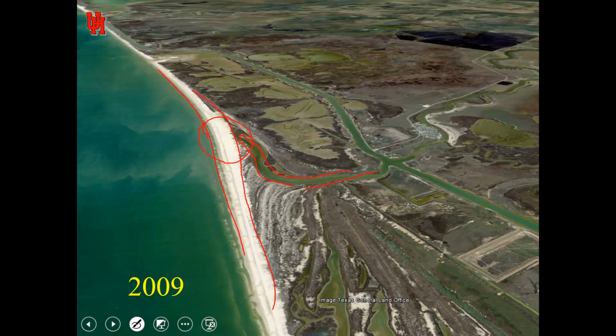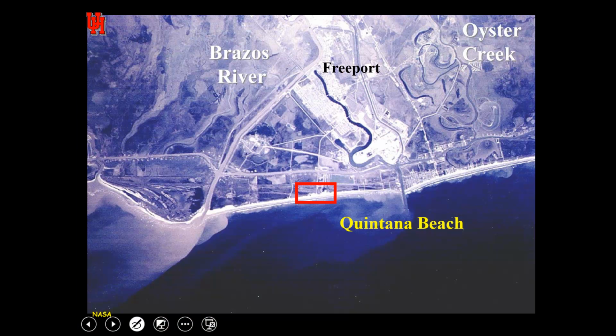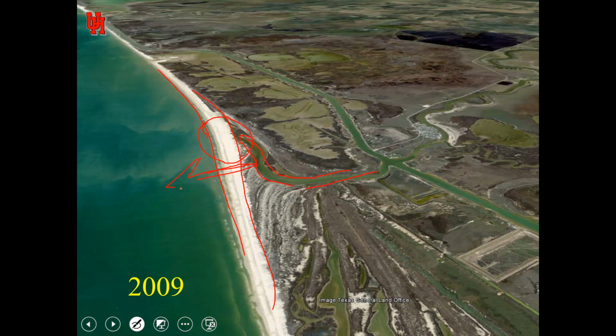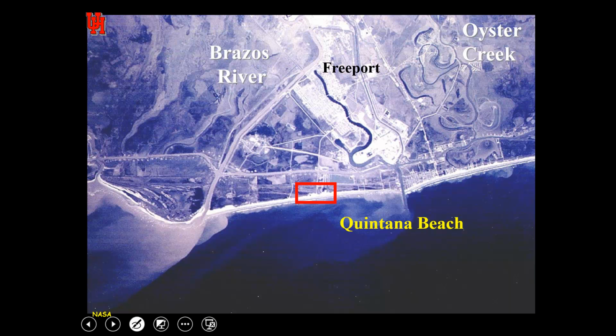That's what people were saying. There's too much sediment. So they're going to have to build an artificial inlet here if you want to take boats in and out of the San Bernard River, all because of a change in sediment budget. In this case, again, from the Brazos River, moving downdrift.